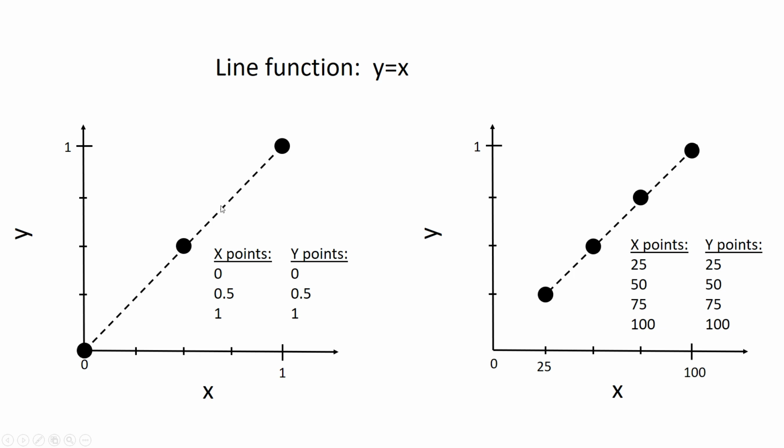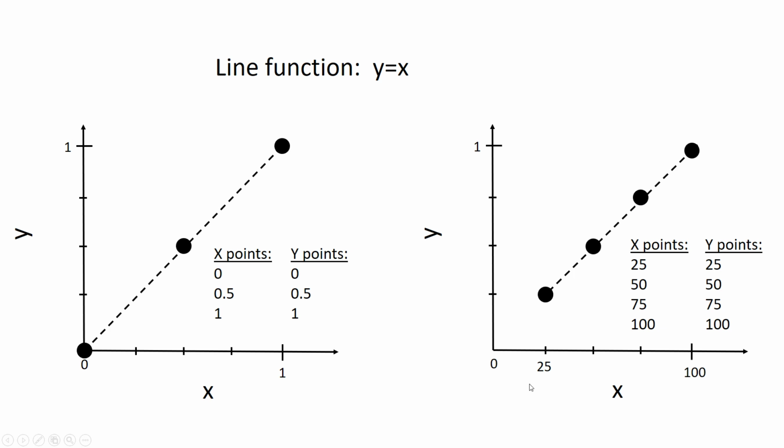function. So here I only have 3 points, which is more than you need to define a line, but for most functions you'll need a lot more points than that. Here's another way I could plot this function. Here with x min equal to 25, x max equal to 100, so I'm plotting it between 25 and 100, and I've used 4 points this time.